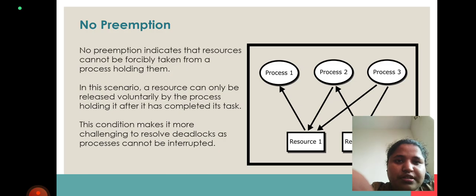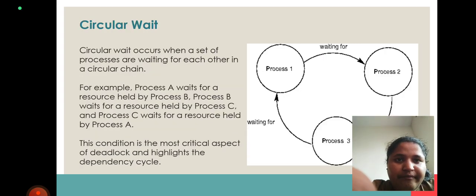No preemption. No preemption indicates that resources cannot be forcibly taken from the process holding them. In this scenario, resources can be released voluntarily by the process holding them after it has completed its task. This condition makes it more challenging to resolve deadlock as processes cannot be interrupted.